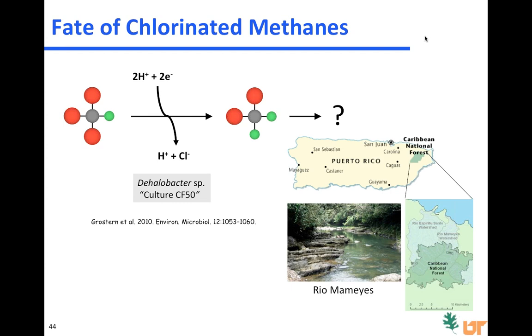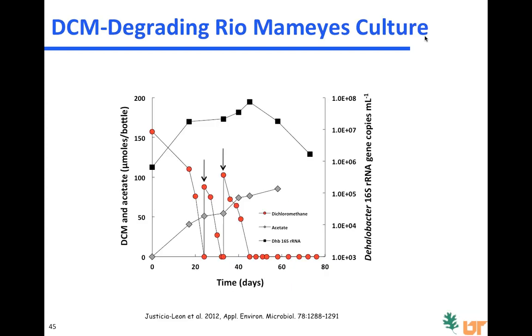So we went to a place that is not contaminated, at least not the place where we went. It was actually a very pleasant environment, a rainforest in Puerto Rico. We took samples there from the Rio Mameyes, and we got an enrichment culture that degraded DCM. It's shown on the next slide.